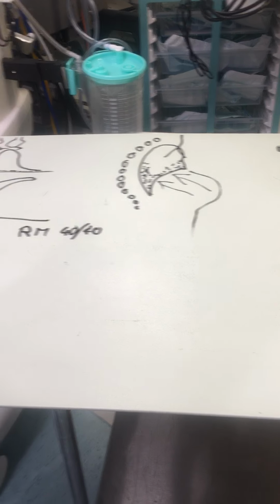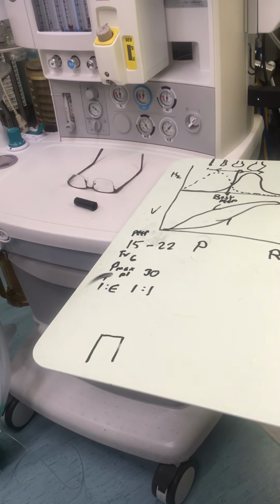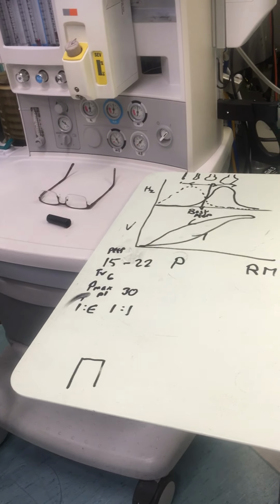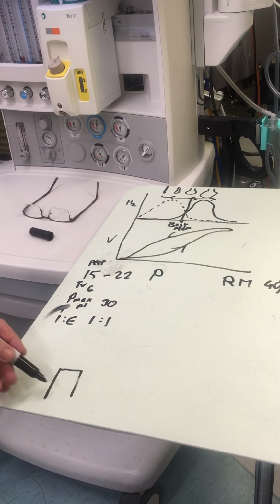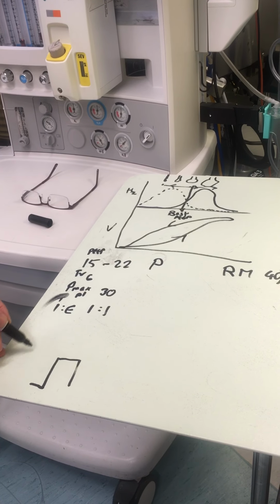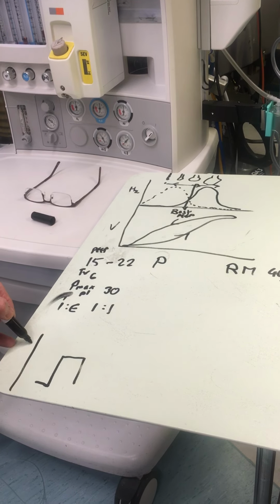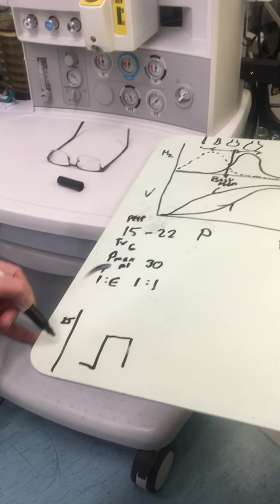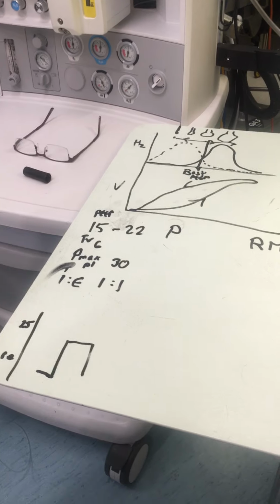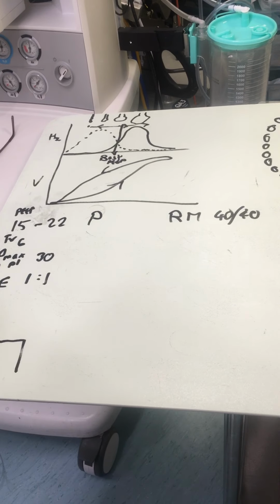So you've got, say, 15 over 30. We've got 25 over 10 here, but that'll do. So let's say you've got 25 over 10. That's what we're running at. So 25 is the peak, the inspiration, the P max. 10 is the PEEP. And you're on a 1-to-1 IE ratio.